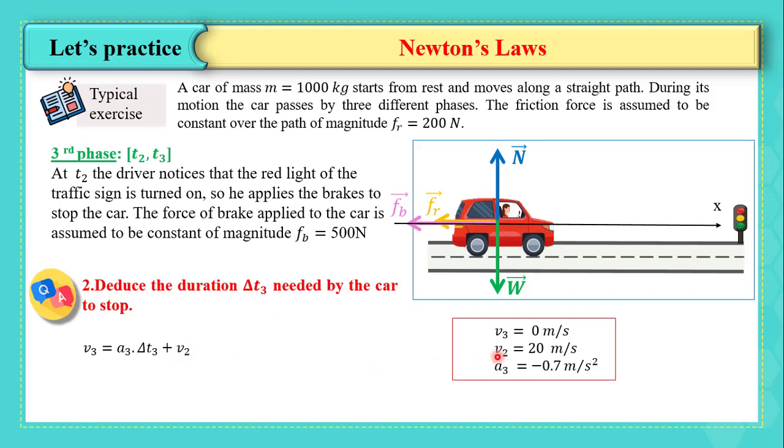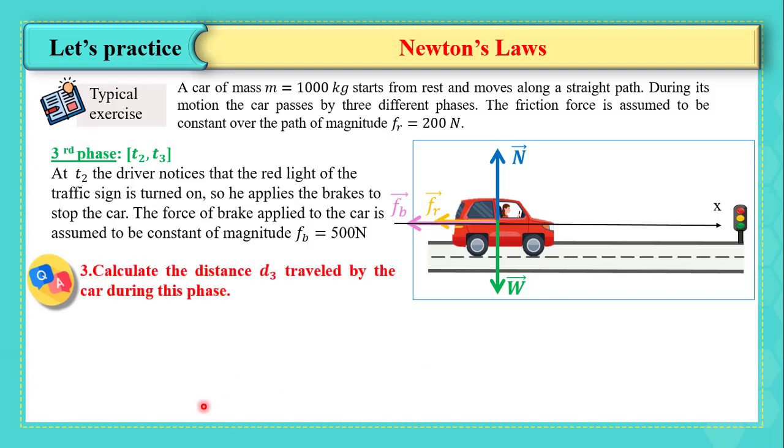Where the initial speed of this interval is 20 meters per second, the final speed is 0 meters per second since the car will stop, and the acceleration in this interval is equal to minus 0.7 meters per second square. We replace these values to obtain that delta T3 is equal to 28.57 seconds.